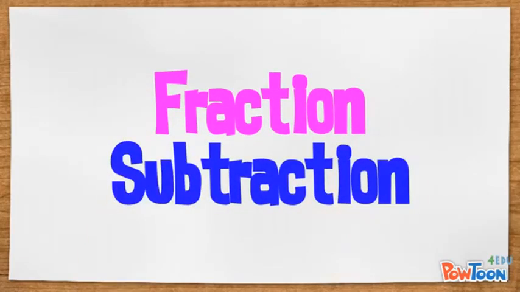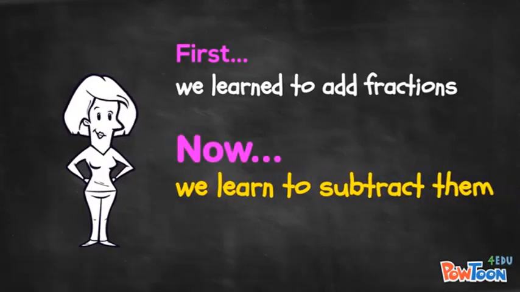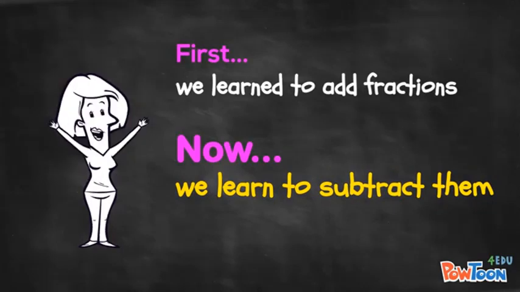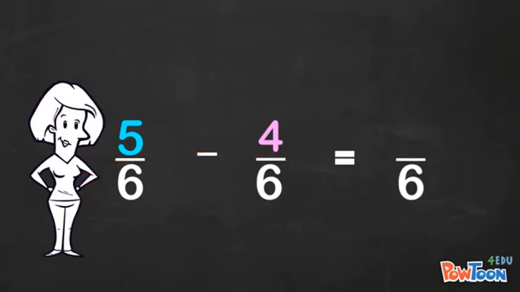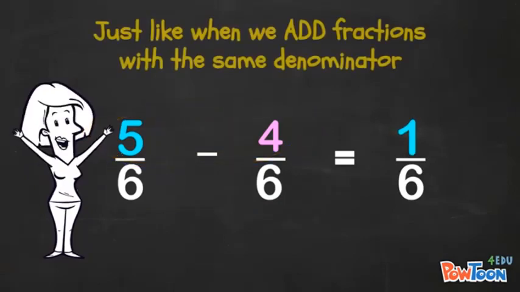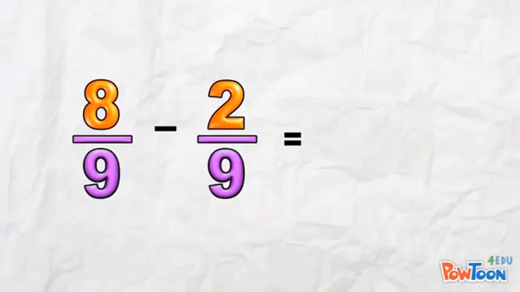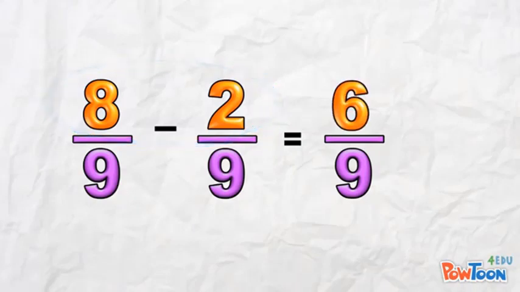Fraction subtraction. First, we learned to add fractions. So now we learn to subtract them. And if you can add fractions, you'll have no problem with this. You can see the denominators in our problem are the same. We keep the same denominator in our answer, and we only use subtraction for the numerators. This is just like when we add fractions with the same denominator. The denominator stays, and with the numerator, 8 minus 2 is 6, 6/9.